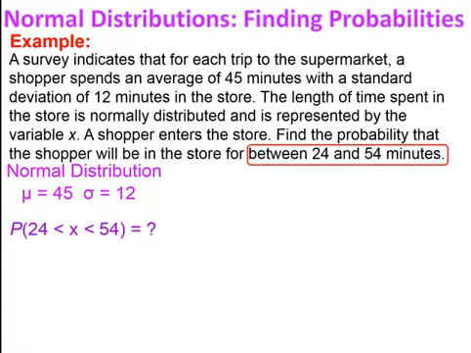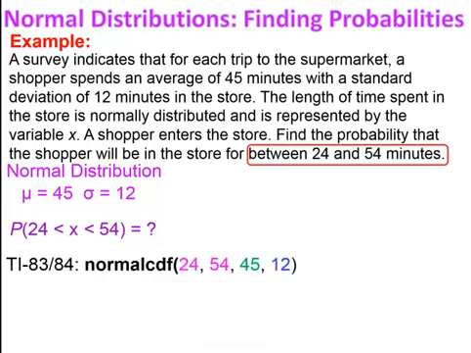And because it's between, my random variable is the probability between those two numbers, 24 and 54. So when you put it in the calculator, your lower will be 24 and your upper will be 54. And then you change the mean to 45 and the standard deviation to 12, and you'll find your probability. So in this case, the probability would equal 0.7333, which is a good probability that they would be in the store that long.